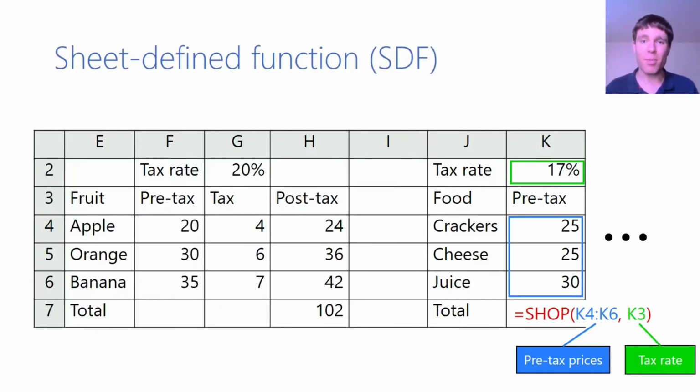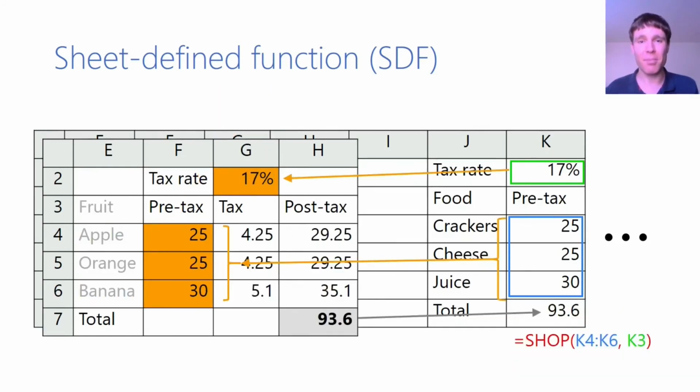Fortunately, there's an easier approach that has appeared in many research systems, and we think it's only a matter of time before it becomes mainstream: the sheet-defined function, or SDF. To make our original formulas into an SDF, we just mark the cells that represent the inputs and output of the function and give it a name. Now we can call shop on the second list just like a built-in function.